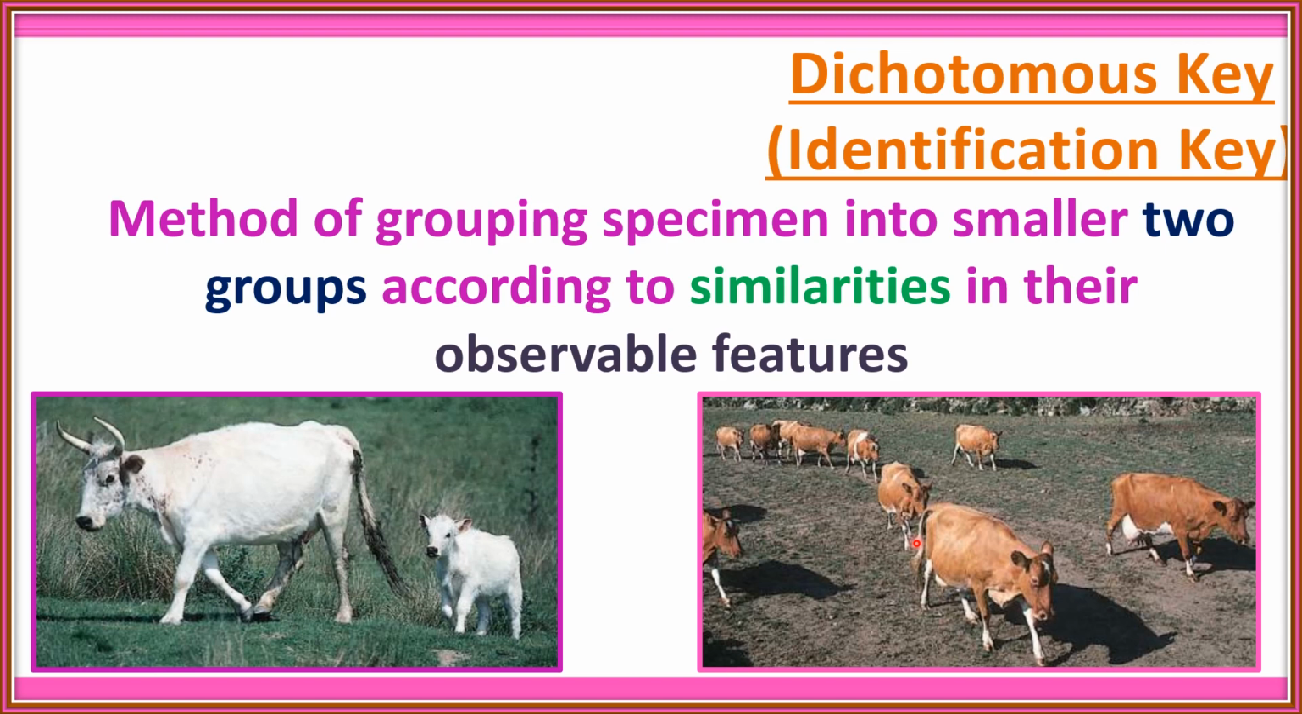But in simple lay terms, when you look at these ones, you can see that this species is white, this species is brown. They have been grouped into two, but that is just a simple way for us to understand, but that one color cannot be used. So the specimens are grouped into two smaller groups with similar or observable features.